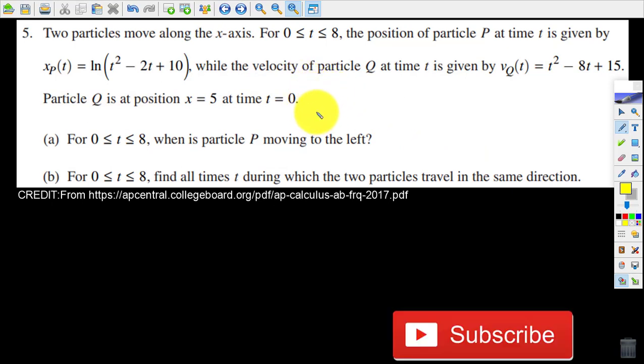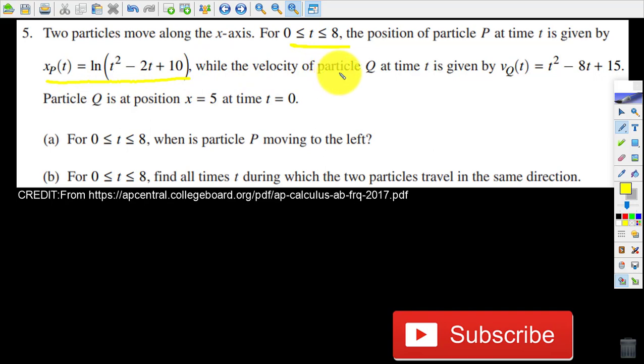In this video, we're going to be talking about how to solve question 5 from the 2017 AP Calculus free response portion. In this problem, we've got two particles moving along the x-axis, and this is the time interval. The position of the particle P at time t is given by this function. So this is the position function for particle P.